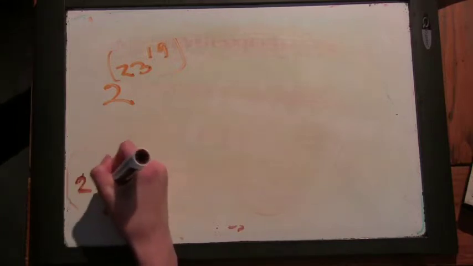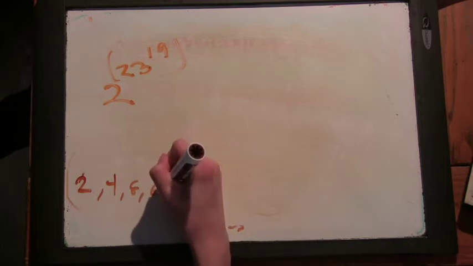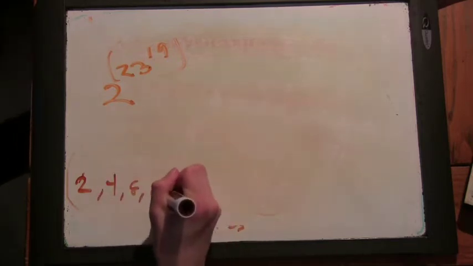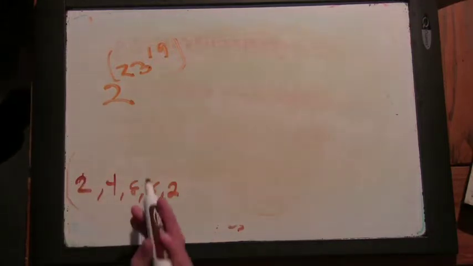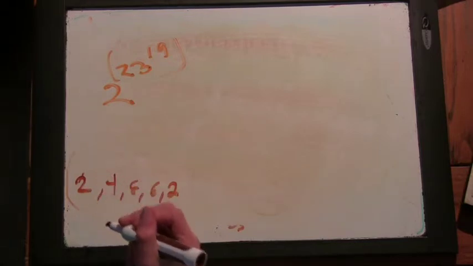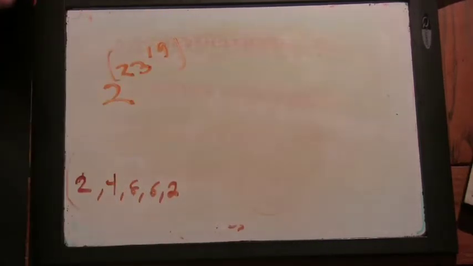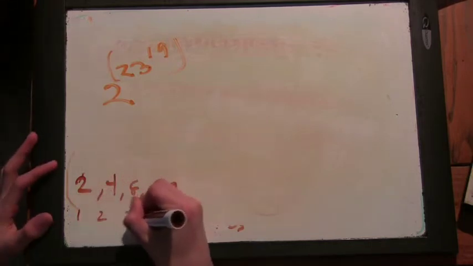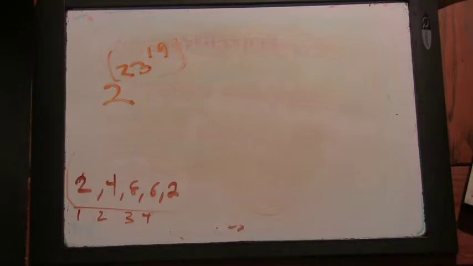The powers of 2 go 2, 4, 8, 6, and then repeat, for the units digit. So this is 1, 2, 3, and 4 mod 4. Okay, all right, cool. So now that we know that we repeat 1, 2, 3, 4 mod 4, what do we have to figure out?